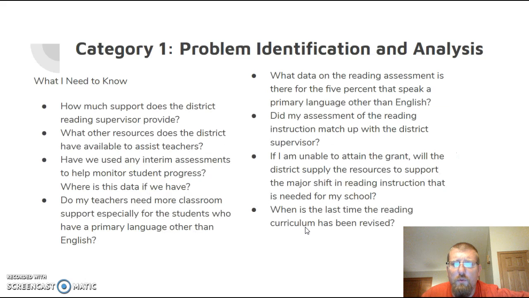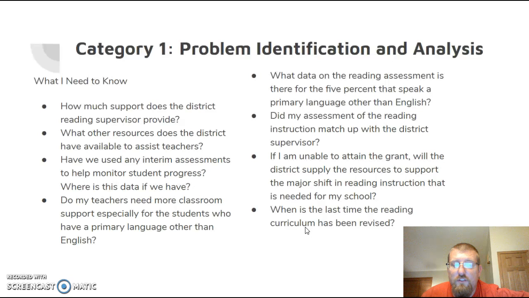So, continuing with the problem identification and analysis, what do I need to know? How much support does the district reading supervisor provide? What other resources does the district have available to assist teachers? Have we used any interim assessments to help monitor student progress? If so, where is this data?